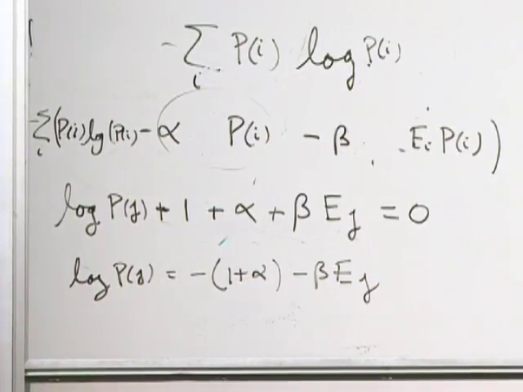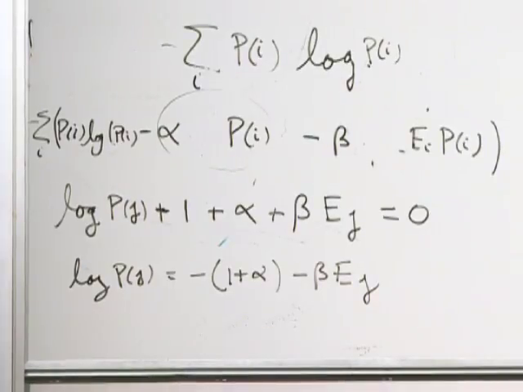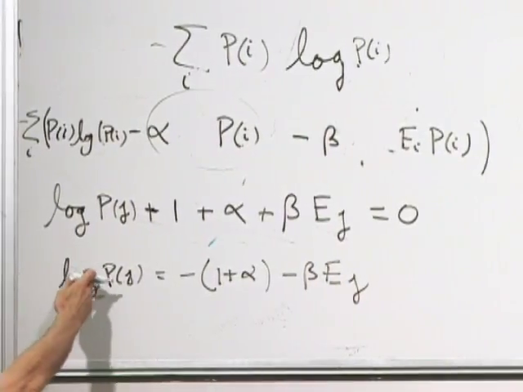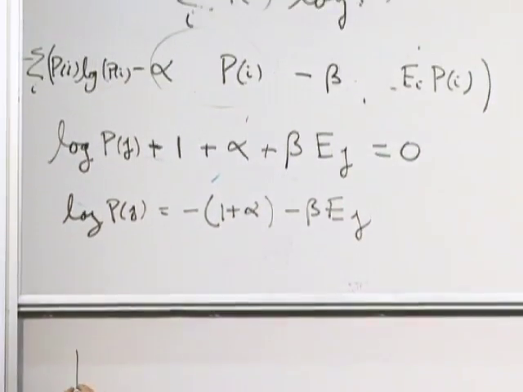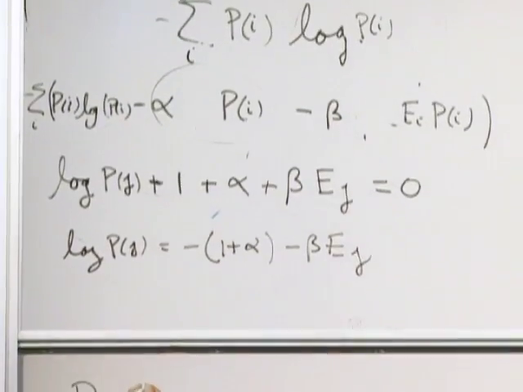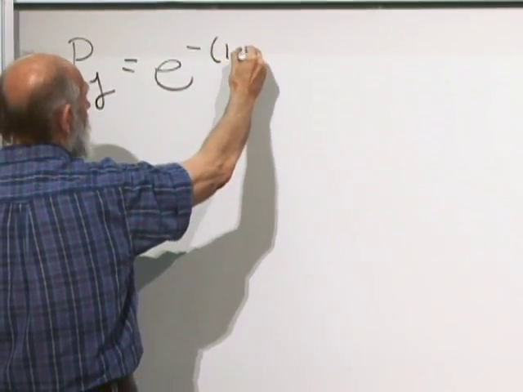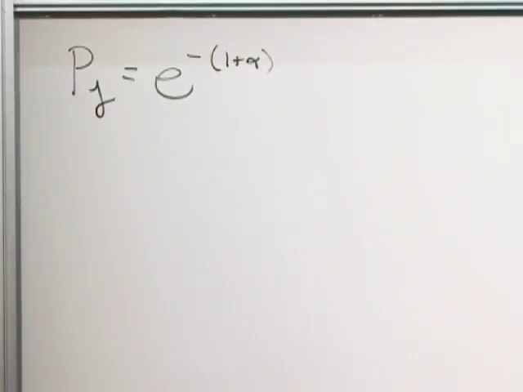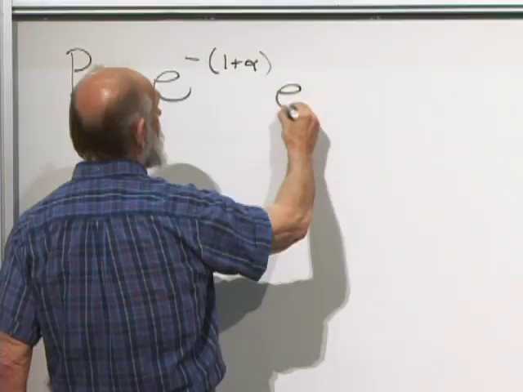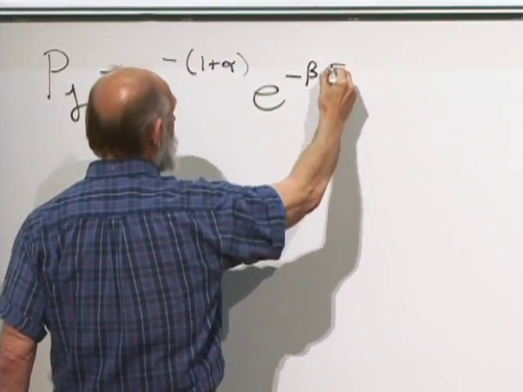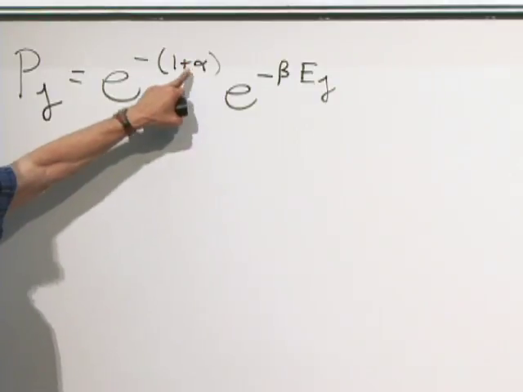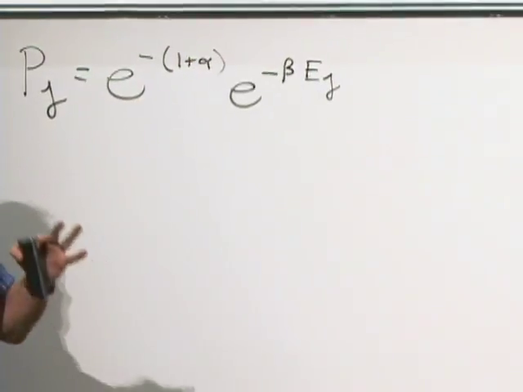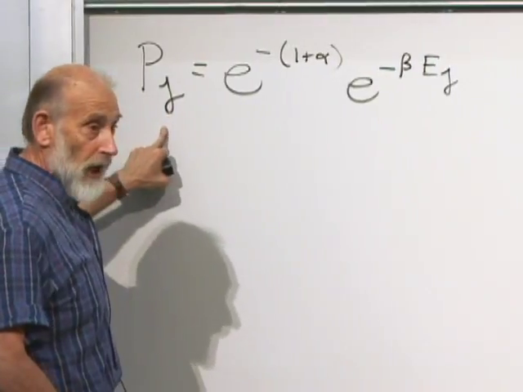Final step, to go from the logarithm of p to p itself, we exponentiate. Exponential of the left-hand side is pj, that's pj equals e to the minus 1 plus alpha times e to the minus beta ej. Now, first of all, look at this for a little bit. This is just a number. Well, it's a number that depends on the Lagrange multiplier, but it doesn't depend on which state we're talking about. It doesn't depend on j.